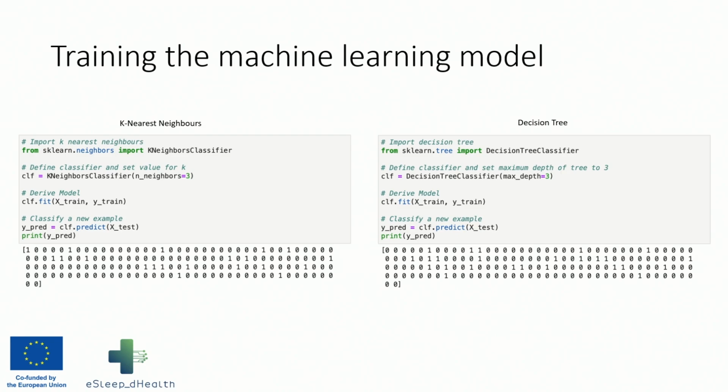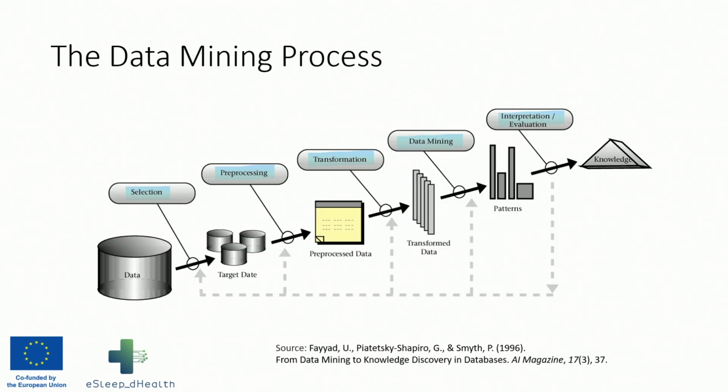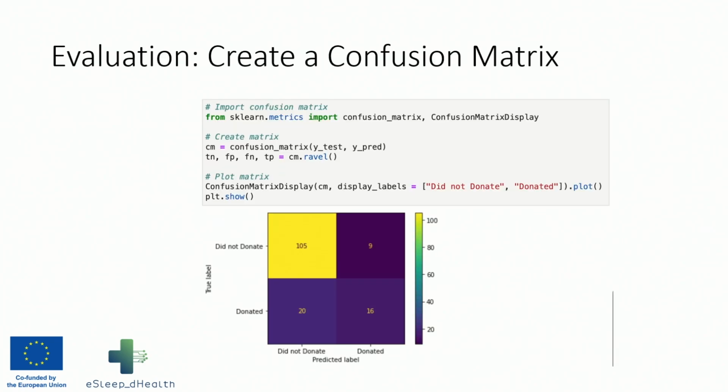And now as a last step, we will look at the evaluation of this classifier. So you remember that we typically use a confusion matrix to evaluate a classification. And I have explained in the last session how a confusion matrix works. And now you have the code on how to build one. So we first import the package for the confusion matrix. Then we create the matrix. So we calculate the true negatives, false positives, false negatives, true positives. And then we plot this matrix.